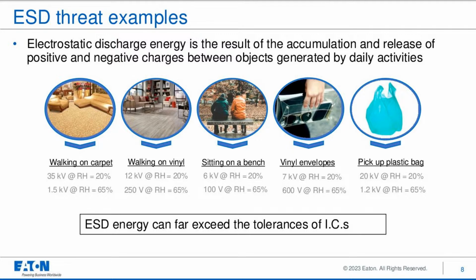As you might expect, humidity plays a significant role in the severity of ESD threats. Water molecules in the air act as a natural conductor and help to dissipate static charges. This can result in ESD energy changing by an order of magnitude with changes in humidity.